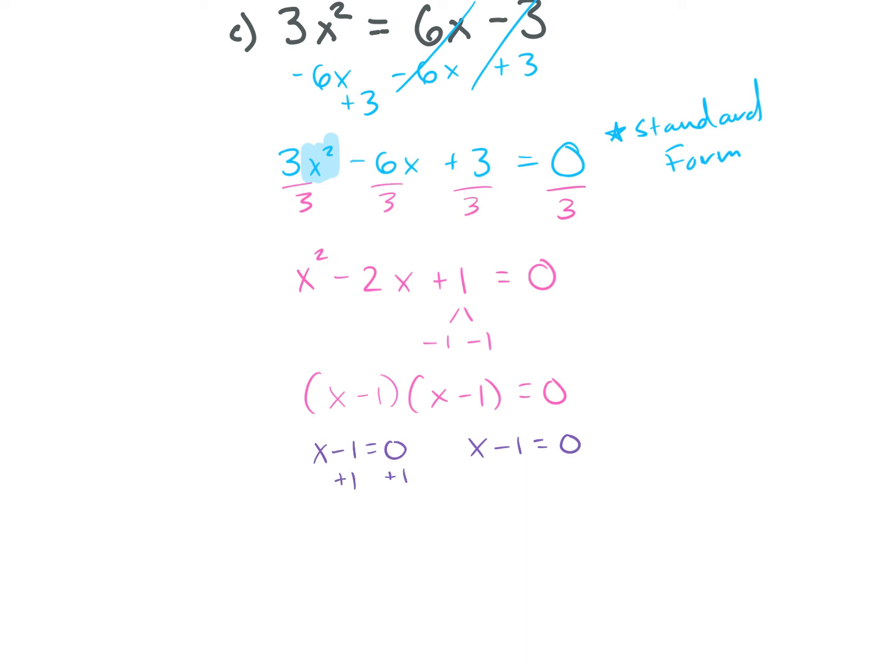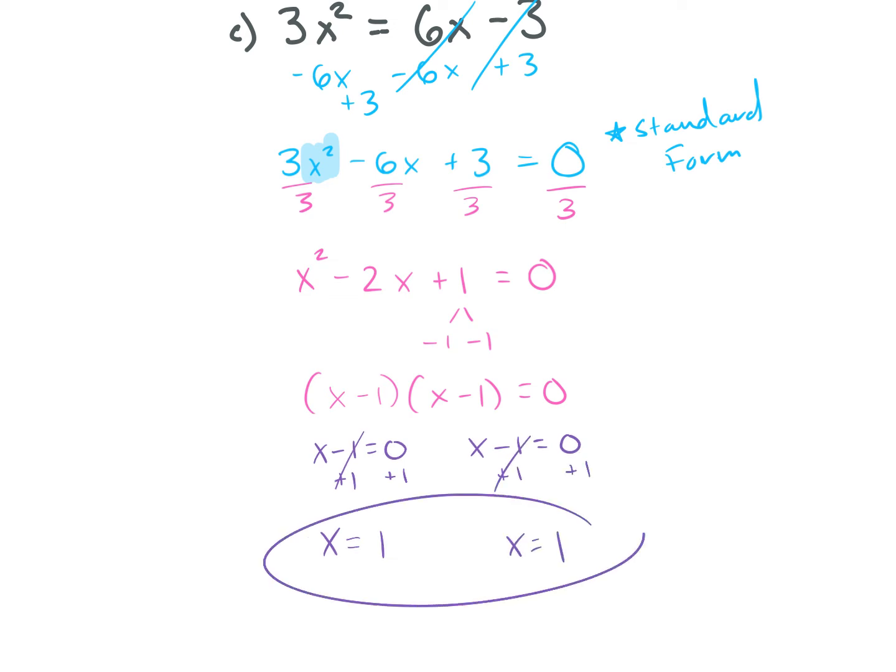So plus 1 to both sides gives us x is equal to 1. Plus 1 on both sides here. So again, x is equal to 1. Since these are the same number, you only really have to list it once. That's fine.